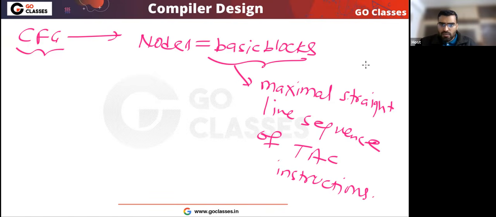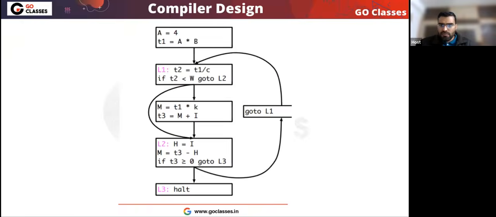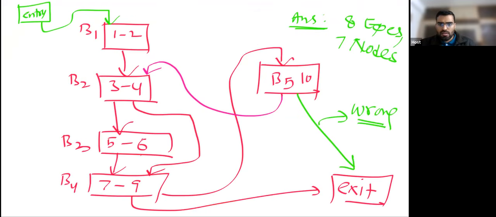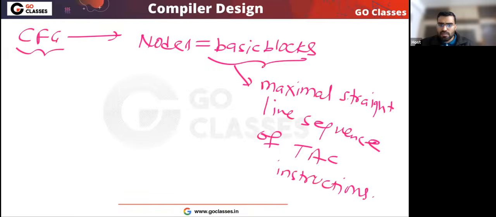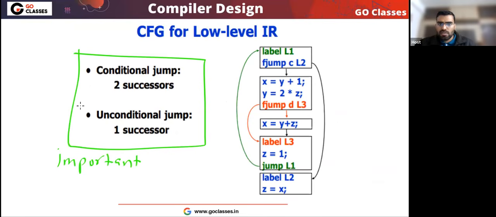For B5 to exit, why is the edge not taken? You have an unconditional jump. If you are here, you will never go here. You will always go to B2 because this is unconditional. There is no condition here. So that is the point. If you have an unconditional jump, for example, just look at this jump L1. You will never go to this. This edge is not there. Why? Because you will directly jump to L1.